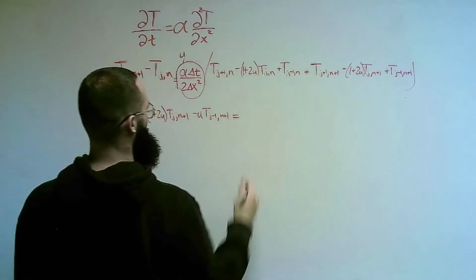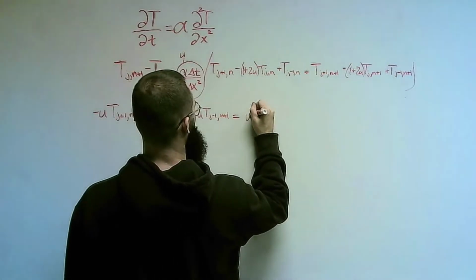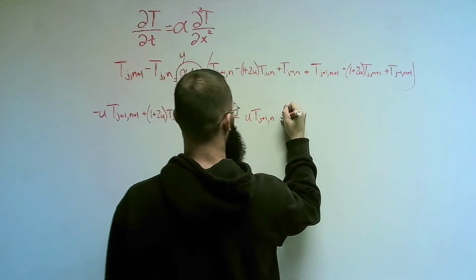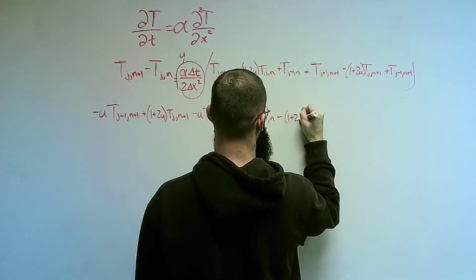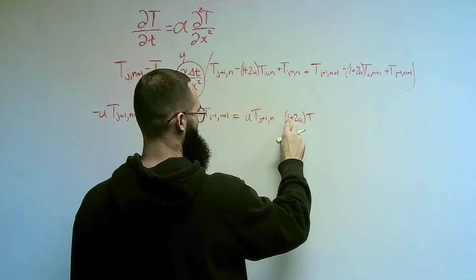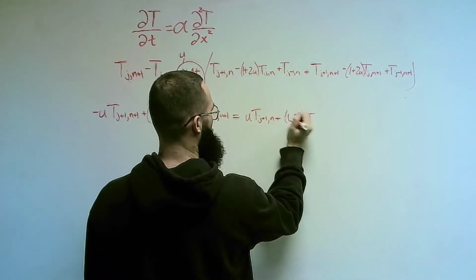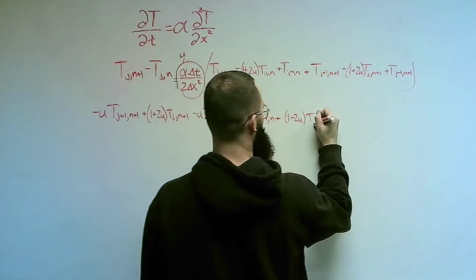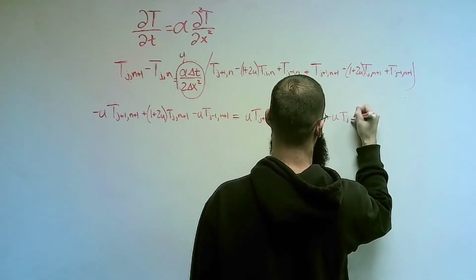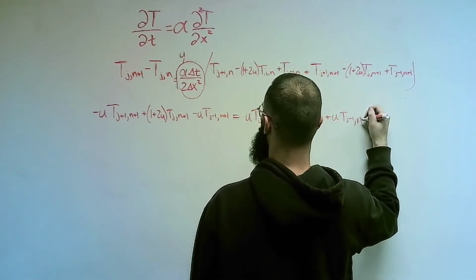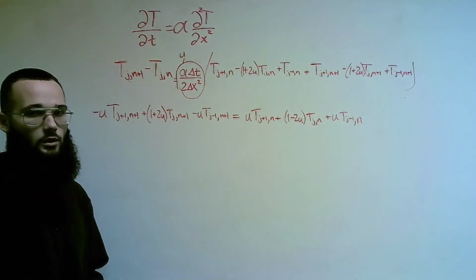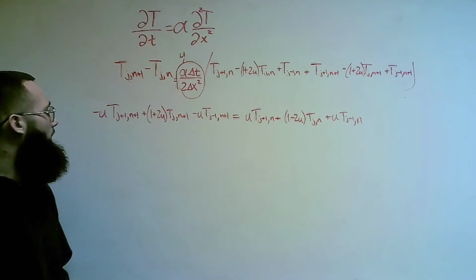And this is going to be equal to u T_(j+1)^n plus (1 - 2u) T_j^n plus u T_(j-1)^n. So this is going to be our final equation for what we put into code.